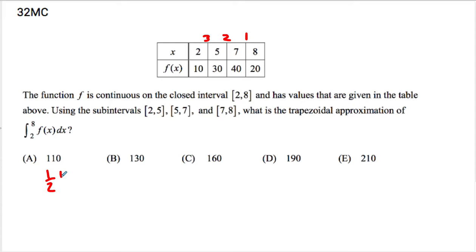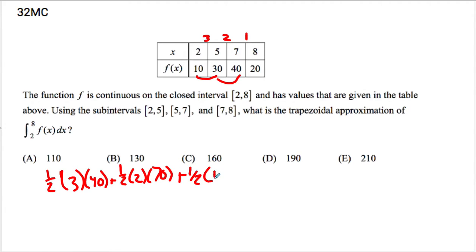1/2, the first base is 3, and the sum of the heights, 10 plus 30, is 40. Plus 1/2 the second base, which is 2, and the sum of the heights is 70. Plus 1/2 the third base is 1, and the sum of the heights here is 60. All right, get that all worked out, and it works out to C, which is 160.